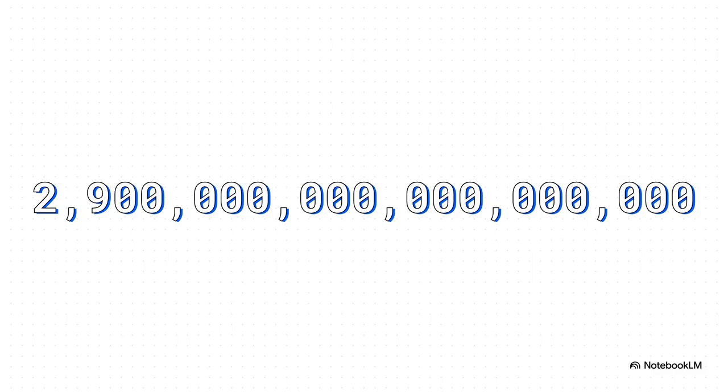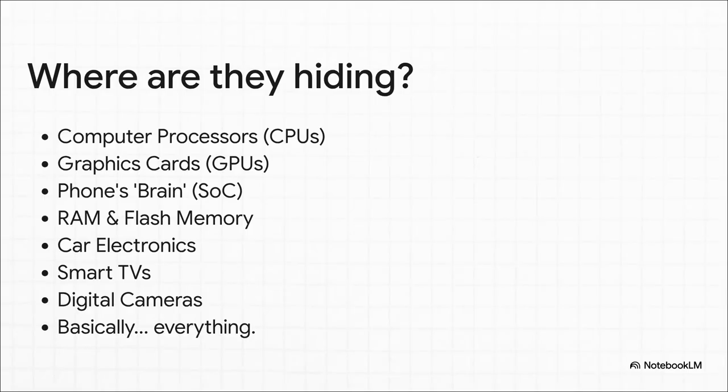This makes it, by far, the most manufactured object in human history, more than all the bricks, nails, and screws ever made, combined. They are literally everywhere, and they are hiding in plain sight. The CPU that runs your computer? Billions of them. Your graphics card? Billions more. The chip inside your phone, your RAM, the electronics in your car, your TV, your camera. I mean, you get the idea. If it's a digital device, it's running on an army of these tiny switches.